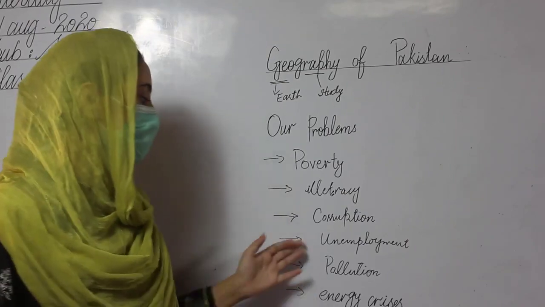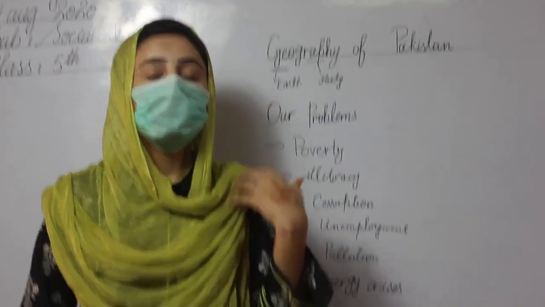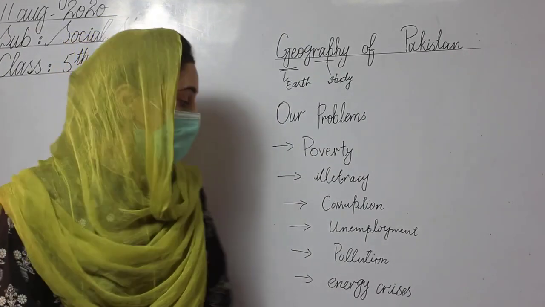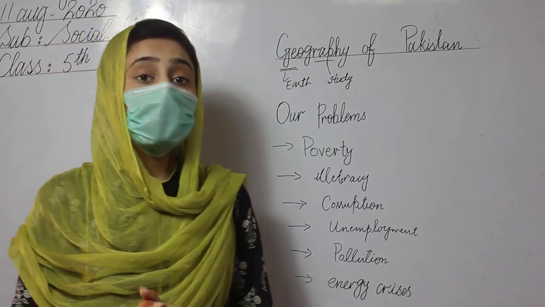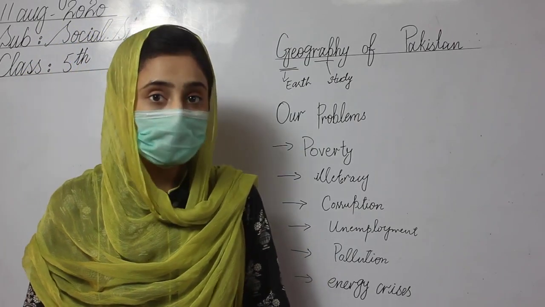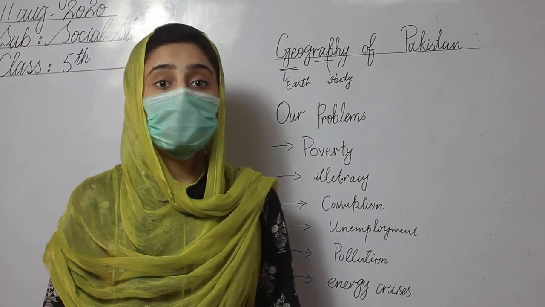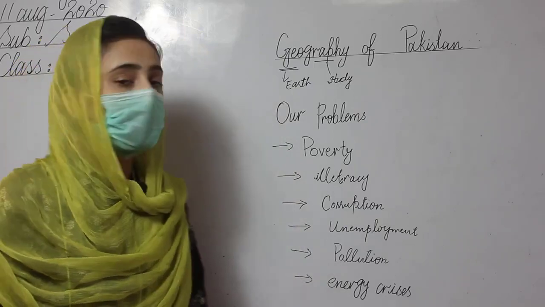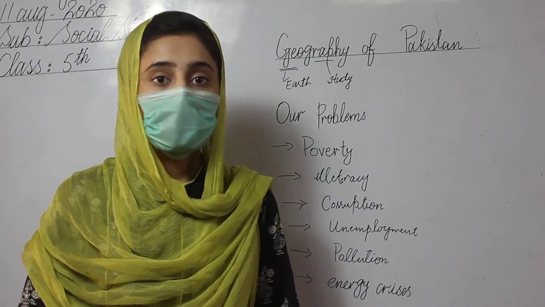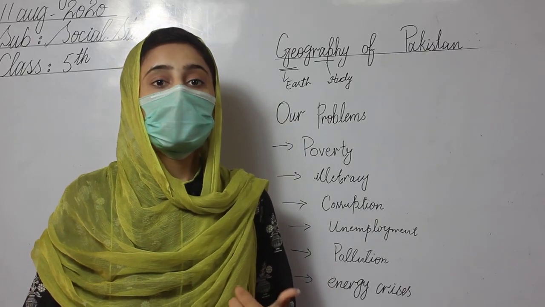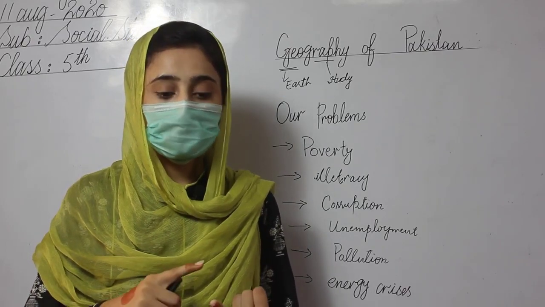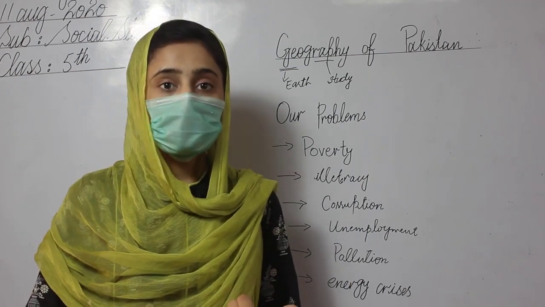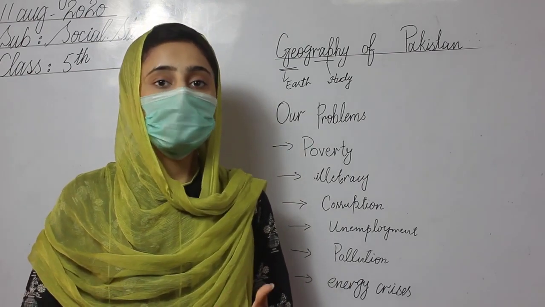Next one is unemployment. We can overcome unemployment by providing more and more jobs to young people that are educated. Next is pollution. We can remove pollution by planting more and more trees, and by the removal of non-degradable substances. And next one is the energy crisis. We can overcome the energy crisis by providing electricity to the people, by storing water in dams so that they can produce electricity for the people living in the country.